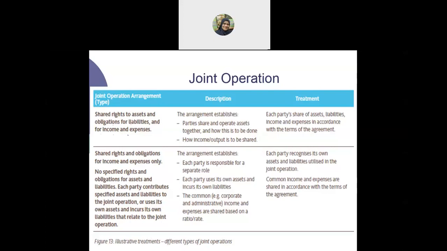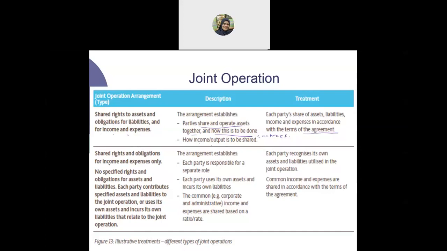The arrangement establishes that the parties are going to share and operate assets together. How this is to be done means that in the contract we mention this. They also mention in the contract how income or output is to be shared. The parties share assets or liabilities, income and expense in accordance with the terms of the arrangement agreement or the contract.